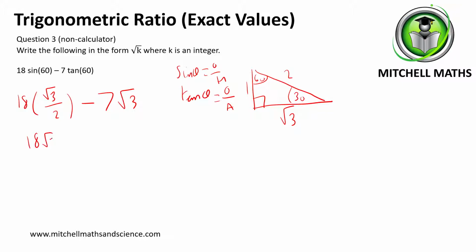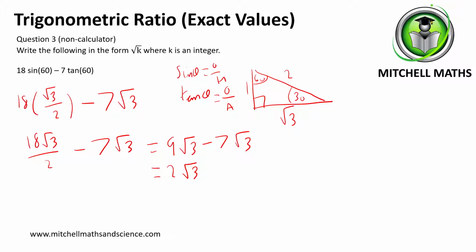I've got 18 root 3 over 2 minus 7 root 3. Well, 18 over 2 is 9, so it's going to be 9 square root of 3, take away 7 square root of 3, which will give me 2 square root 3. However, you do need to be careful here because the question asks us to give it as root k, and we've got an answer of 2 root 3.